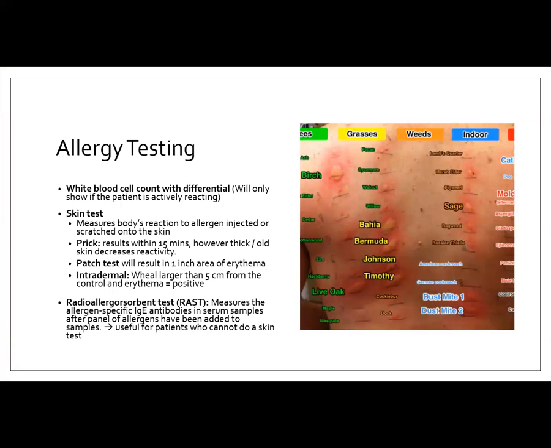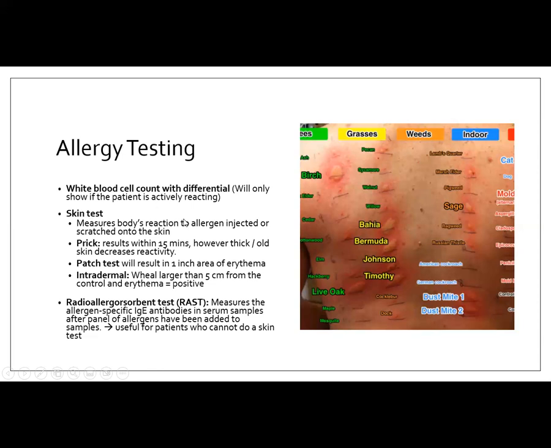Then we've got to talk about our allergy tests. So we've got different types of allergy tests here. We've got our white blood cell count with differential, our skin test, and our RAST test. Now with our white blood cell count, this will only show if the patient is actively reacting. So this white blood cell count doesn't really do anything for us unless we have somebody who came in with anaphylactic shock. Then we may see certain white blood cells that are elevated. So this won't really tell us anything other than actively reacting.